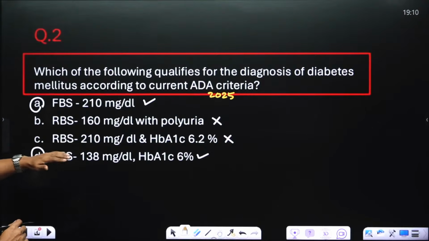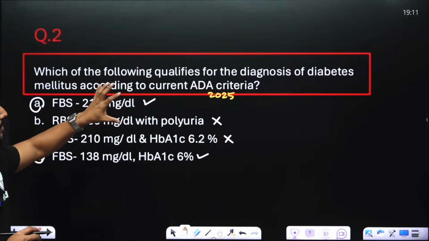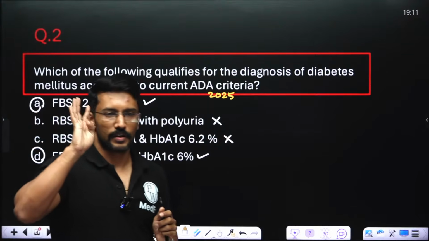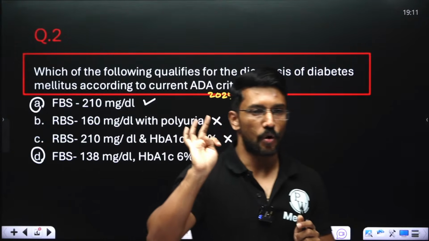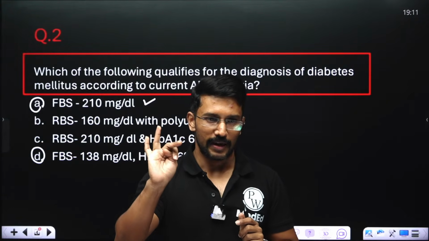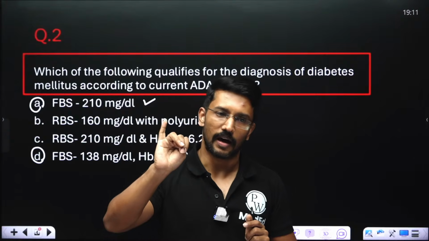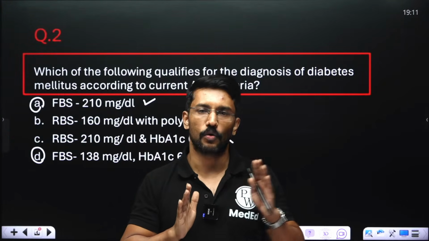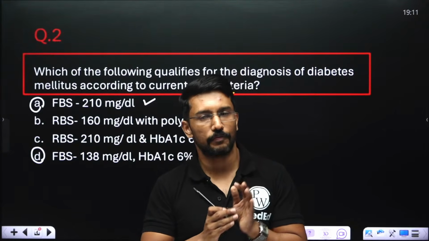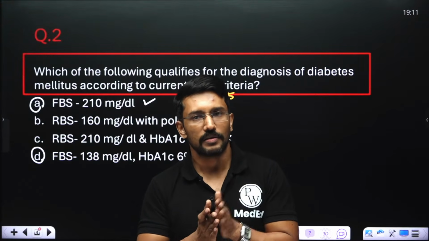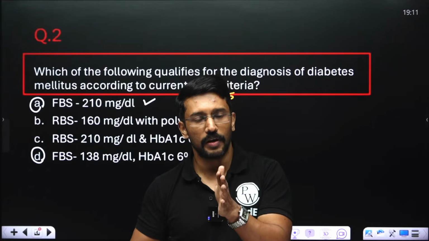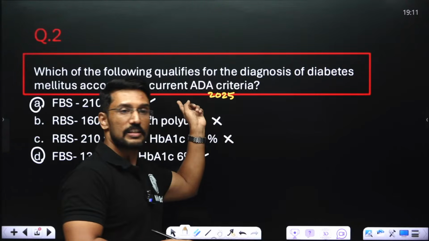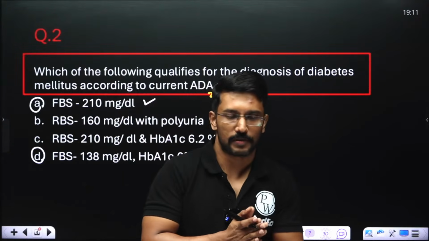Okay, so in question 2, why is option C not diabetes according to ADA criteria? What ADA says is, there is an FBS criteria, a 2-hour postprandial glucose criteria, an HbA1c criteria, and an RBS criteria. 4 criteria are there. If any one of them is satisfied, we can call it diabetes. So what is the FBS criteria? Fasting blood glucose should be more than or equal to 126 milligrams per deciliter. The first option satisfies that, that's why it is diabetes.